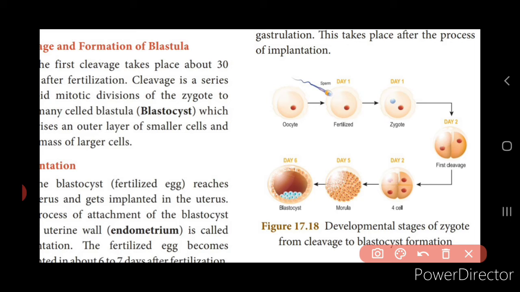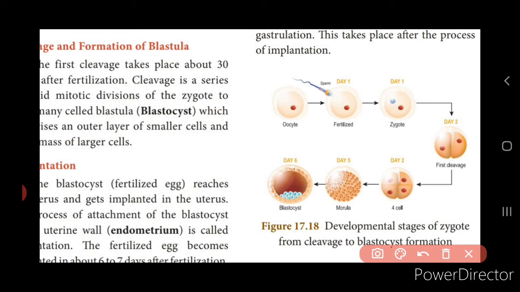The first stage is the cleavage and the formation of the blastula, which takes place about 30 hours after fertilization. And you have a series of mitotic divisions of the zygote, and that results in the blastula. It is called the blastocyst, which comprises an outer layer of smaller cells, and inside you have an inner mass which consists of larger cells.